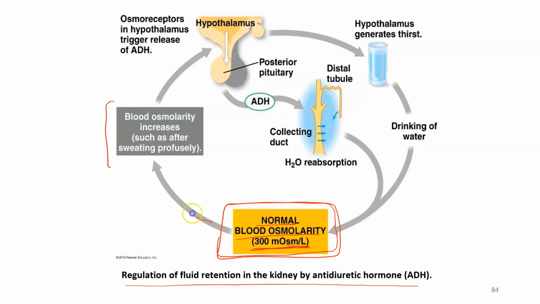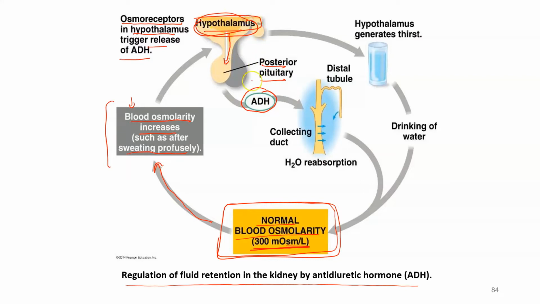Okay, so next, it says here blood osmolarity increase, such as after sweating profusely. So you are exercising, you are sweating very much, so your body is losing water. Therefore there will be osmoreceptor cells in the hypothalamus that will detect this change in blood osmolarity and cause the hypothalamus to trigger the release of ADH. Hypothalamus will send the information to the posterior pituitary to secrete the hormone ADH.